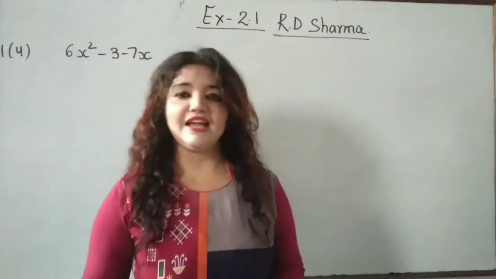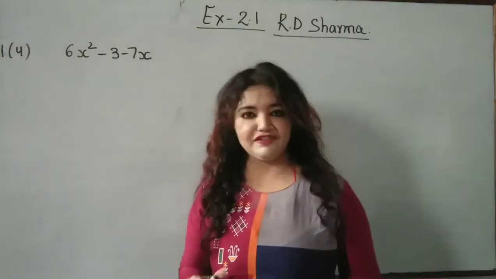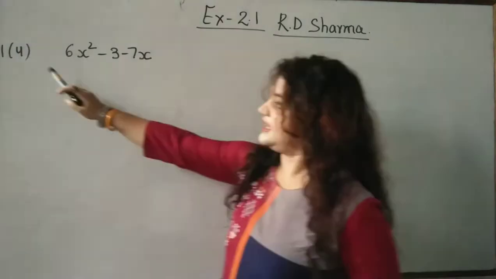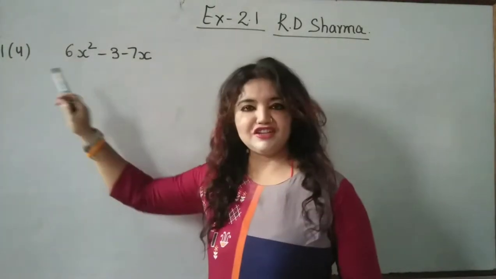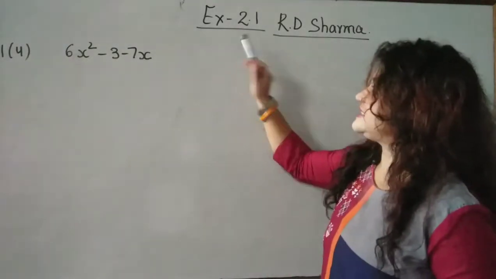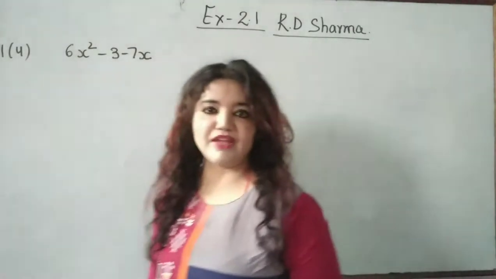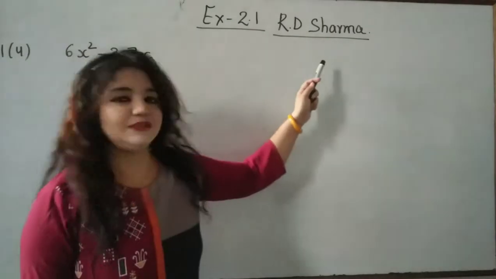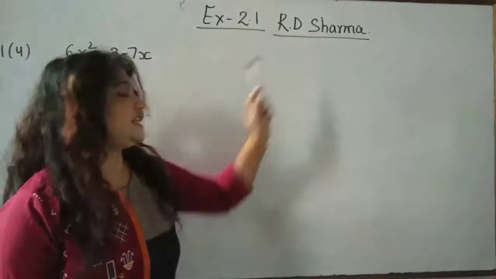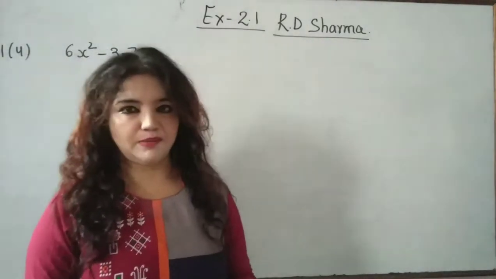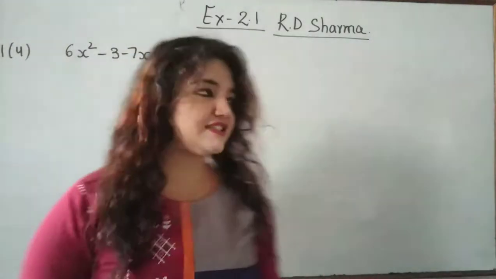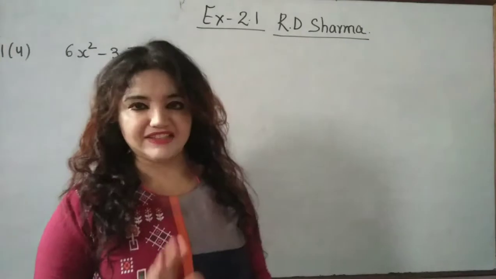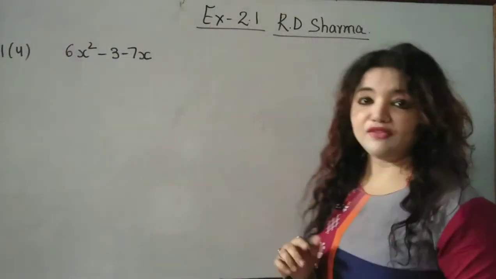And guys, today we are going to solve some sums. First of all, we are going to solve sum number first fourth from exercise 2.1. The writer is R.D. Sharma. From the R.D. Sharma book we are going to solve sum number first fourth, exercise 2.1. And what is the sum?